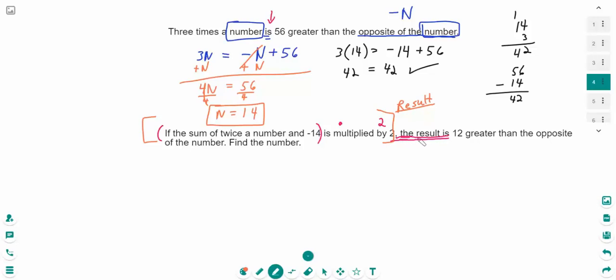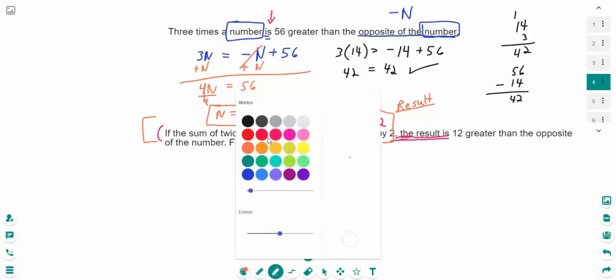And where it says the result is, that all kind of together indicates equality, indicates the equal sign. All right. So just breaking it down like that without actually writing any equation yet helps us to understand where we need to go. So looking at it that way, let's start breaking this down.